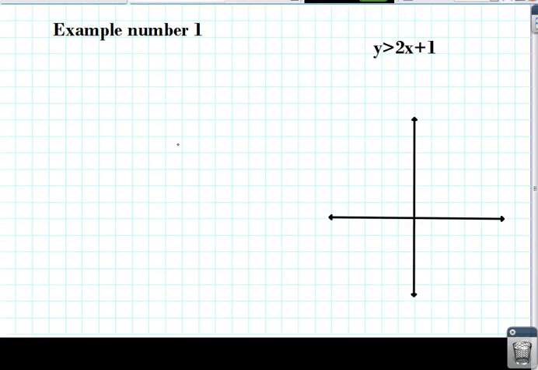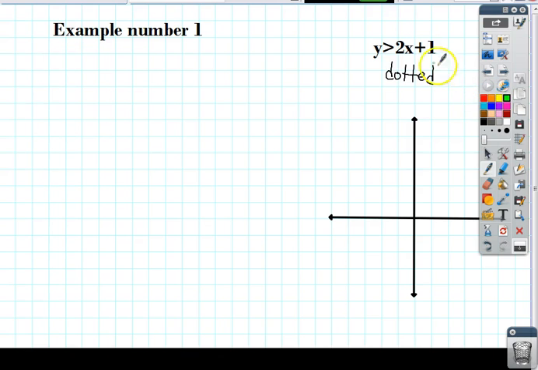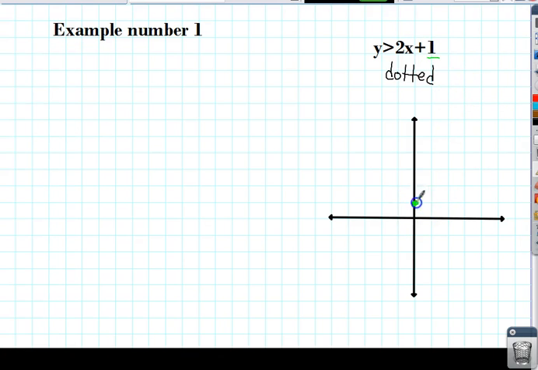Alright, example number 1. Y is greater than 2x plus 1. Well, what type of line do I have? This is a greater than, so it's a dotted line. So then I'm simply going to graph like the line is y equals 2x plus 1. That means I'm first going to go and use that y-intercept there. And then I'm going to use my slope of 2 going up to the right one or down to the left one. Now I have a dotted or dashed line.